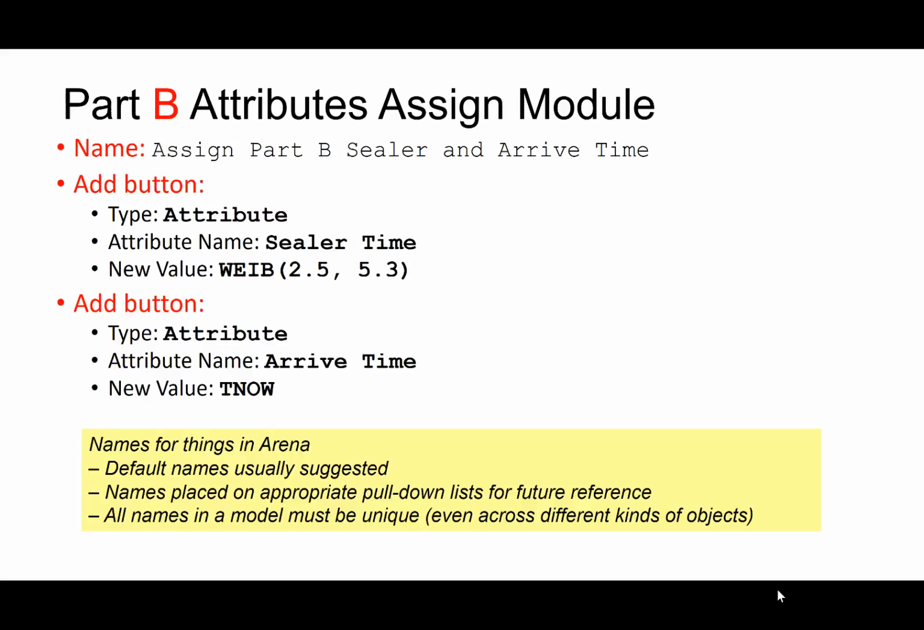A couple good key points to remember when creating these in Arena. First of all, default names are usually suggested. You're welcome to include those, but I strongly encourage you to either leave them as they are or replace them with something else that's very descriptive. The name is placed in the appropriate pull down for future reference, so once you name it, you'll have it in there for future. And then all names on a model must be unique, even across different kinds of objects. If you were to otherwise create it and they were not unique, you could have the potential to overlap or change an element of your model that you didn't want to change.